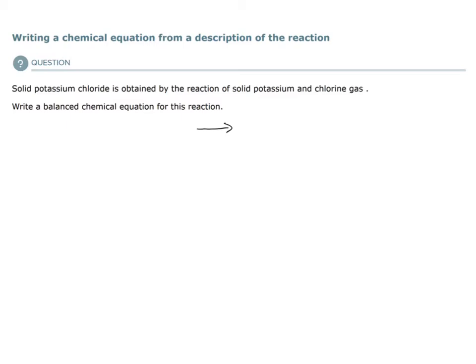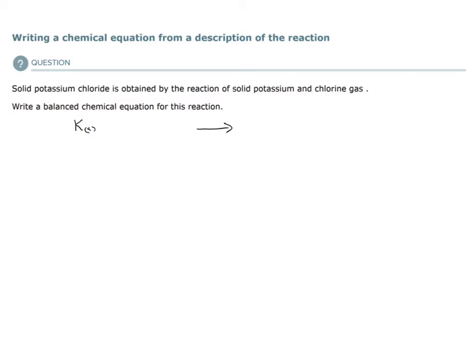Again, if I read it, it says solid potassium chloride is obtained by the reaction of solid potassium and chlorine gas. So this must be our product. How do I get this? By reacting solid potassium and chlorine gas. Those are our reactants. So my first reactant is solid potassium. Potassium is not a diatomic element, so it's just K. And I need a subscript there of S because it's solid elemental potassium.